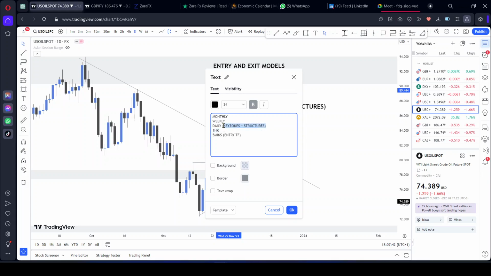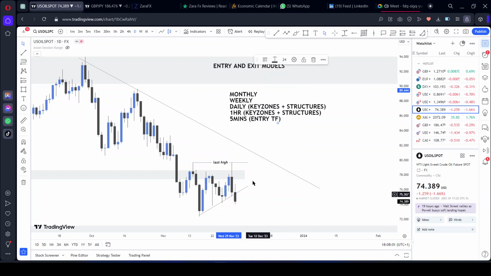We are marking up on 1 hour, the same thing, structures and key zones, right? We want to make sure that the 1 hour structure aligns. Then on the 5 minutes time frame, we are entering. But what are we entering on? We want the structure to align with that of the 1 hour. Let me show you how we do this. It's very simple.